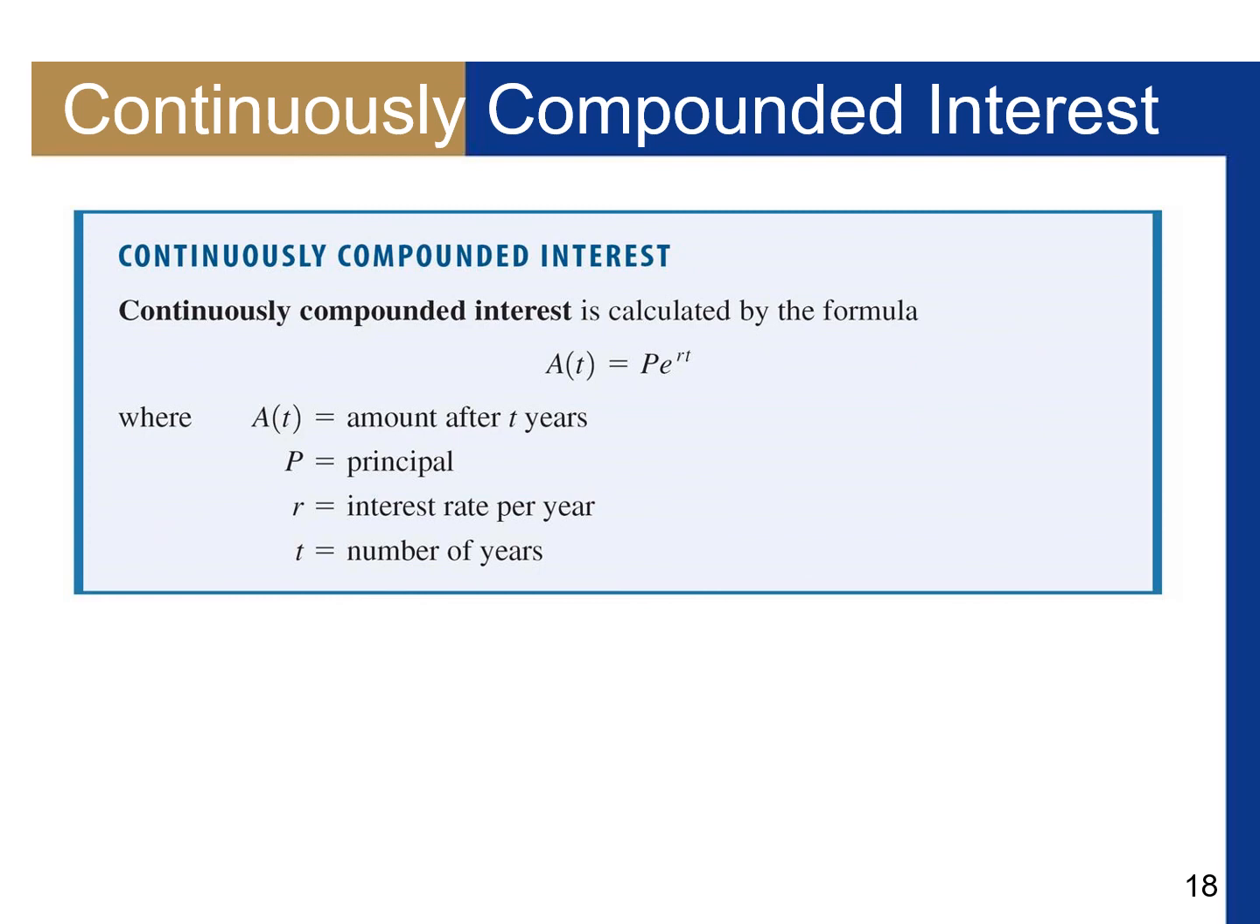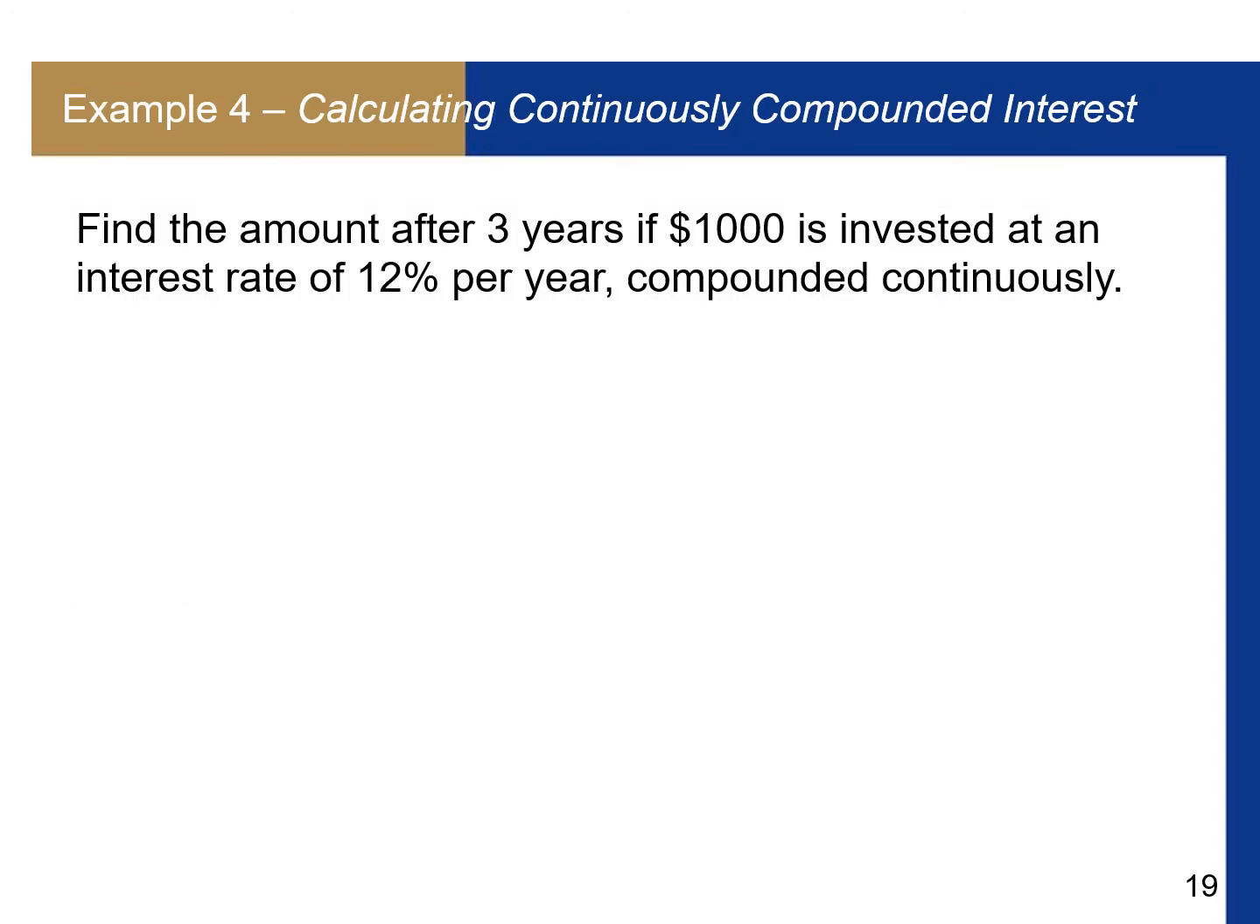So here we have the continuously compounded interest formula. A of t is the amount after t years, P is the principal, r is the interest rate, and t is the number of years. Here's an example. If $1,000 is invested at an interest rate of 12% per year, what is the value after 3 years compounded continuously?